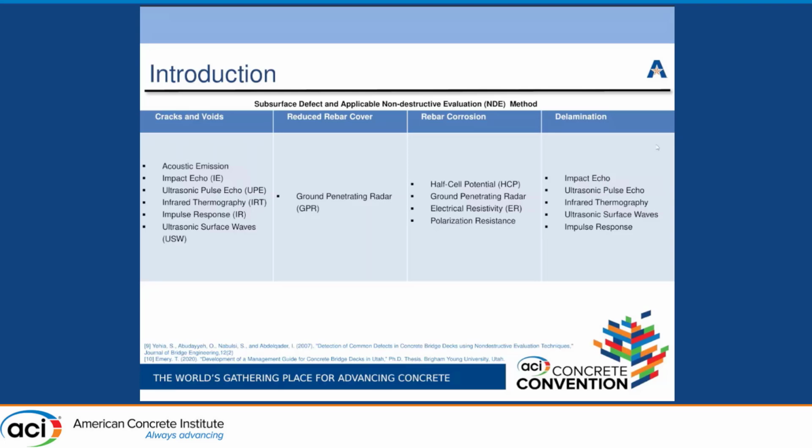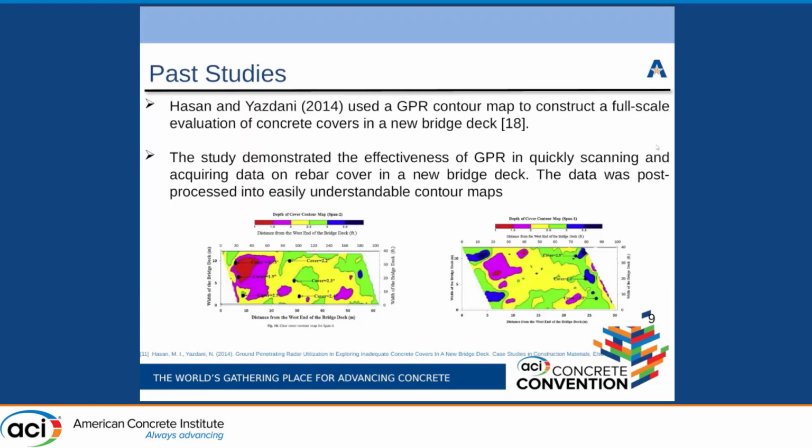In my research, we're going to be using ground penetrating radar and impact echo. This is because several studies in the past have validated that amongst all these non-destructive evaluation techniques, which detect several different things, these two give the most accuracy. They have the most reliability. They are faster. So in our research, we're going to be using GPR and impact echo.